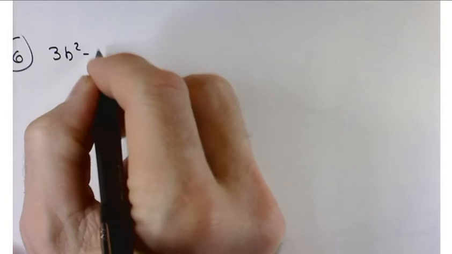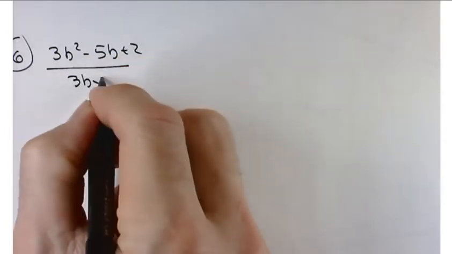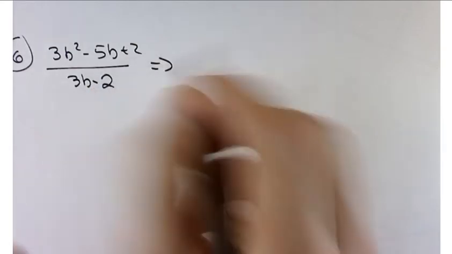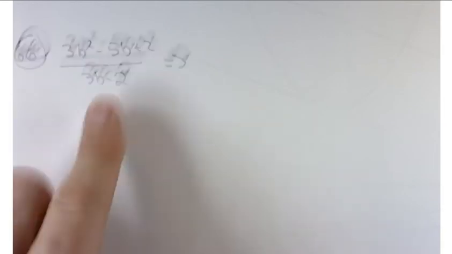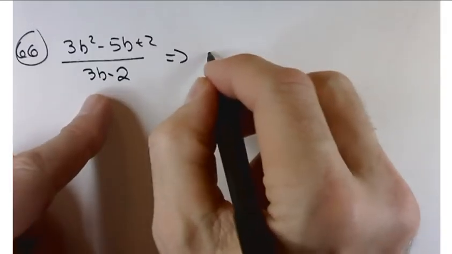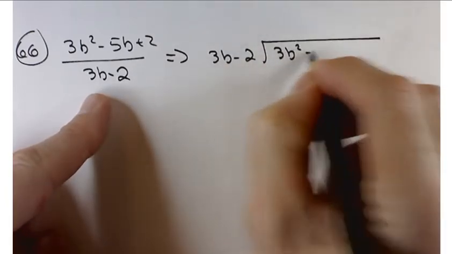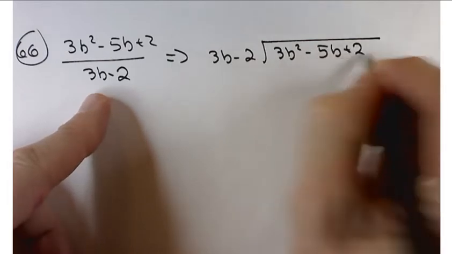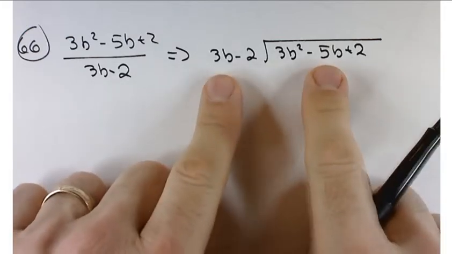Three b squared minus 5b plus 2 divided by 3b minus 2. I guess where I'd start this one out is by realizing that we can rewrite this in an equivalent way. This is 3b minus 2 into 3b squared minus 5b plus 2. Same kind of steps here. I need some help from you guys though. What am I going to multiply by to start with?